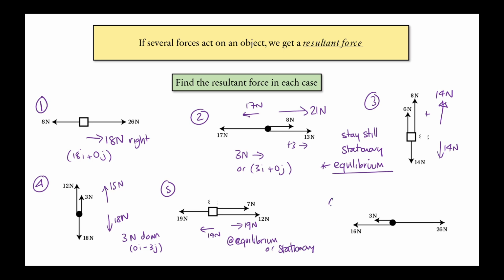And then for our last example here, we've got a total of 19 newtons there and 26 newtons going to the right. So it's going to be going to the right with a difference of 7 newtons, and again we can write this as a vector of 7i plus 0j.